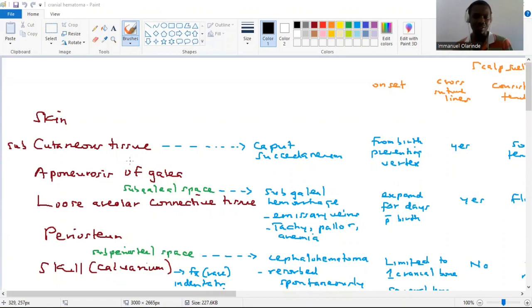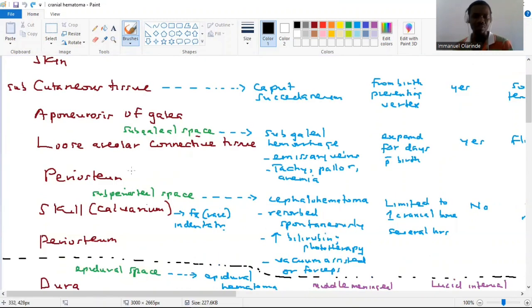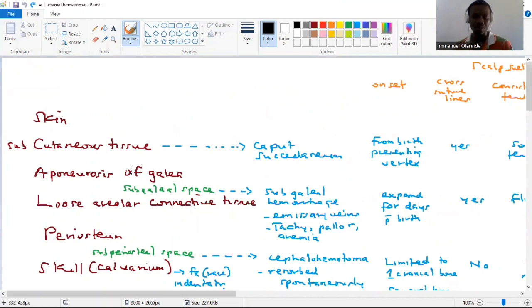So if we look at this, the skull. The skull is the calvarium itself, the bone, but superficial to the skull we have the scalp. The scalp is made up of skin, subcutaneous tissue, the aponeurosis of Galen, loose areolar connective tissue, and the periosteum of the calvarium, right?